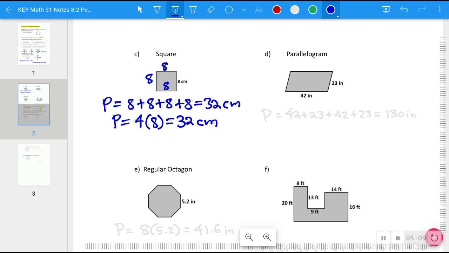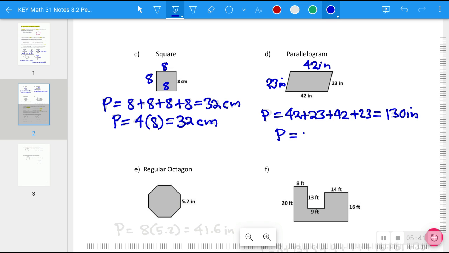Okay, this parallelogram, you need to know that the sides across from each other are the same. So 23 inches there, and up here 42 inches. So it's just a matter of adding those up, and you could take the shortcut if you wanted to. I'm just going to do the basic way of doing it. So 42 plus 23 plus 42 plus another 23, and that would be 130 inches of perimeter. That would be the same answer if you went 2 times the 42 plus 2 times the 23.